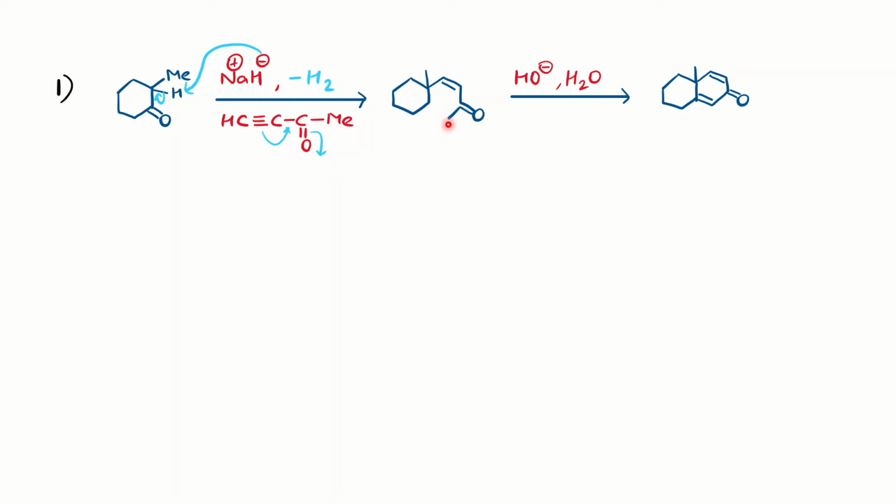Terminal carbanion will attack on the carbonyl group, nucleophilic attack to form a 6-membered ring, followed by the dehydration. You will get the additional double bond in the ring.